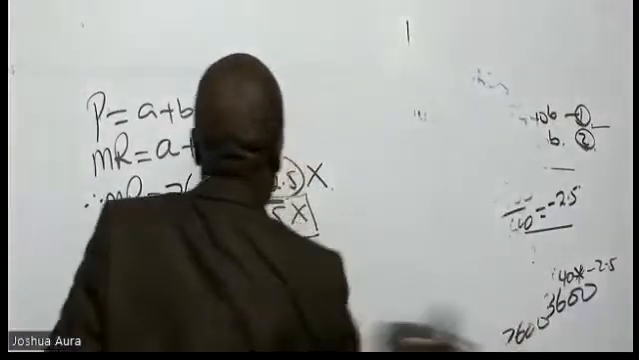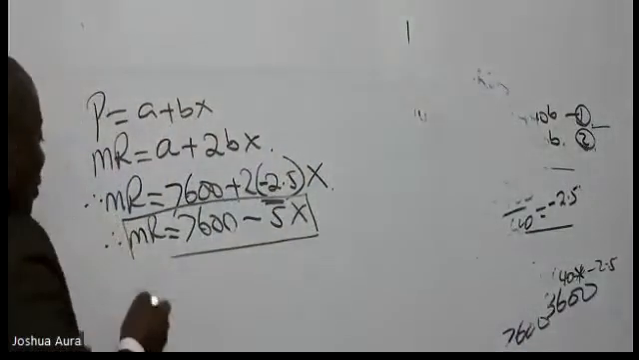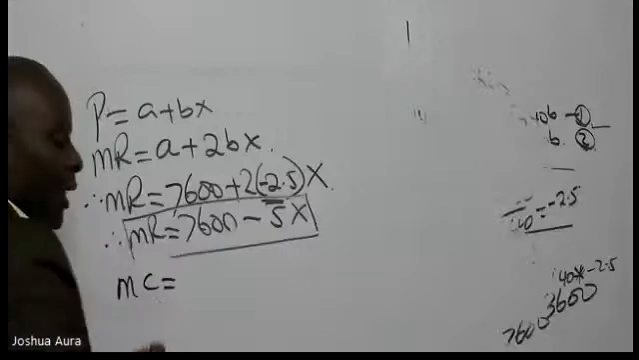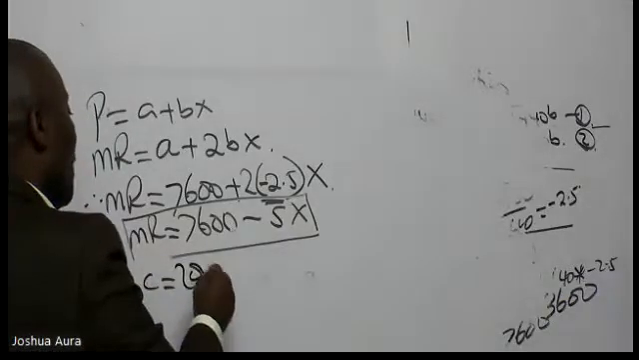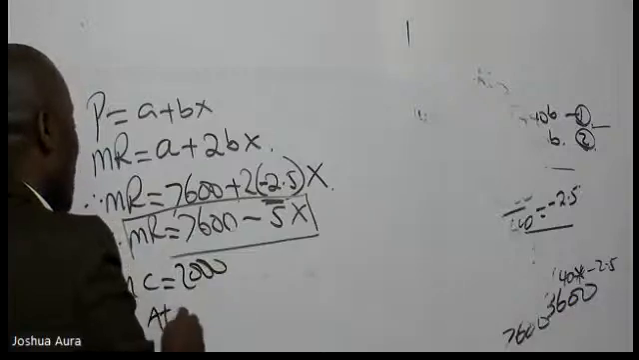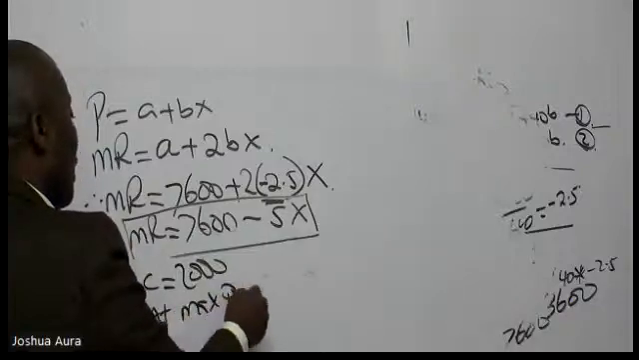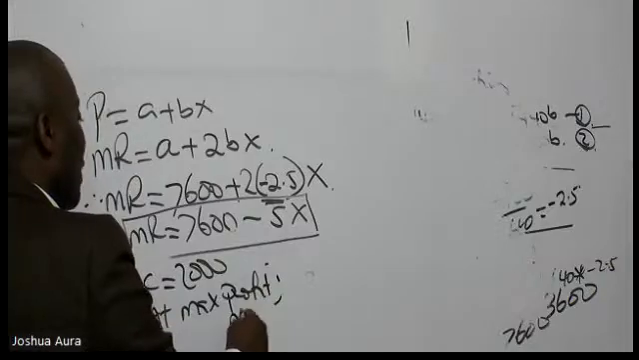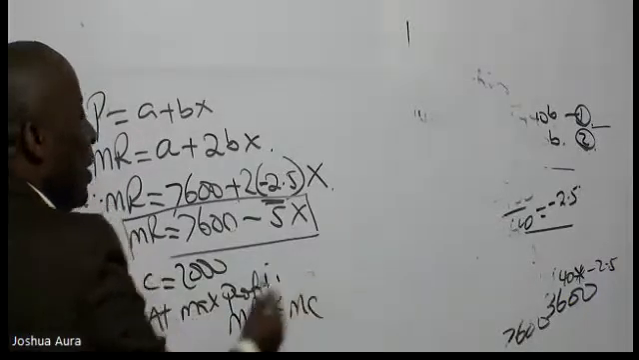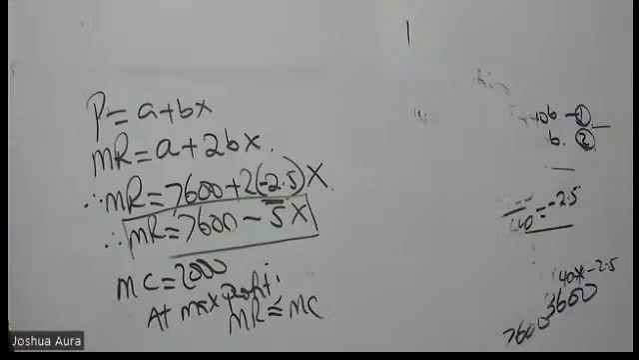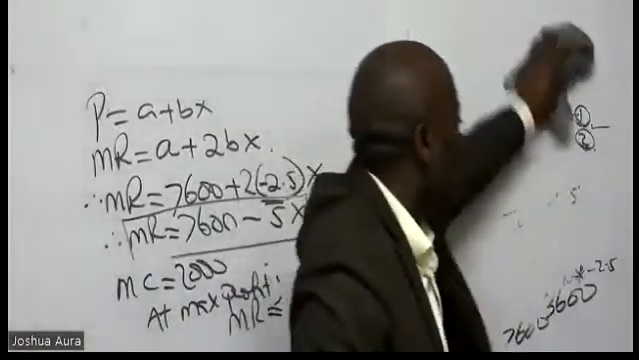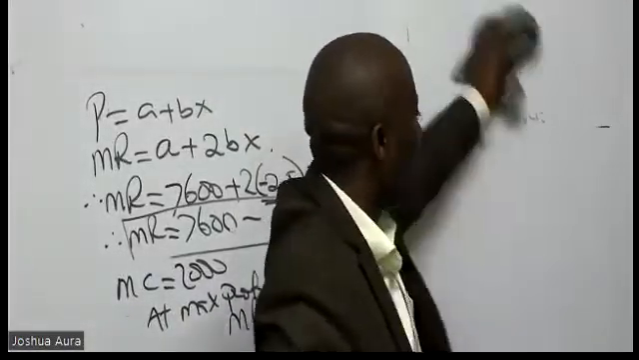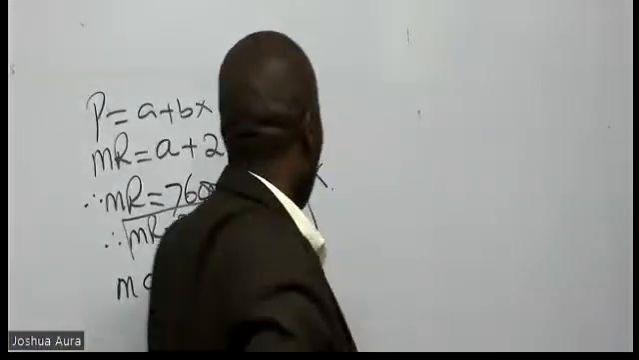You had given me marginal cost. You told me that for the double room, marginal cost is 2,000. And you told me that at maximum profit, marginal revenue should be equal to marginal cost.